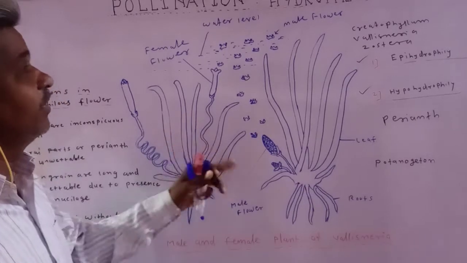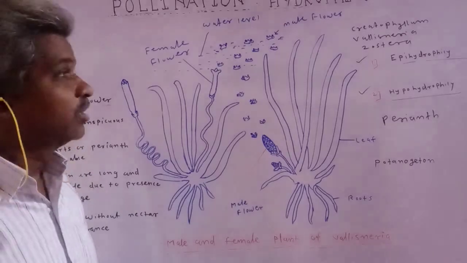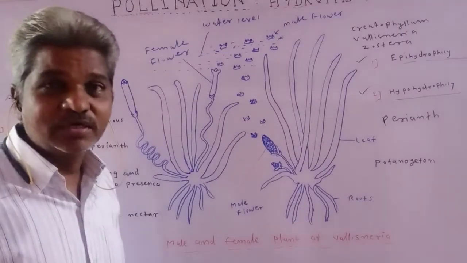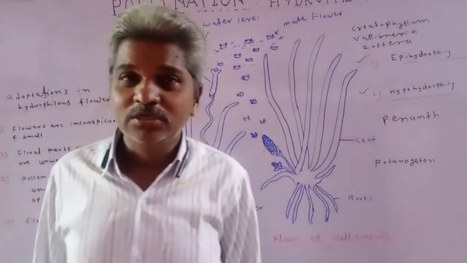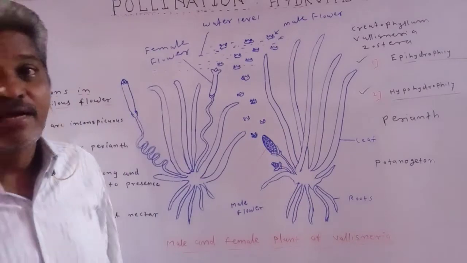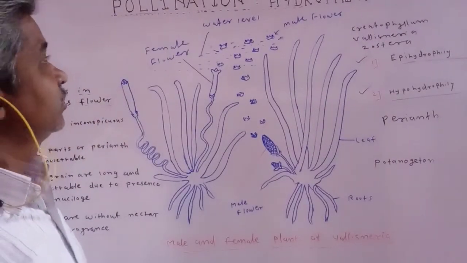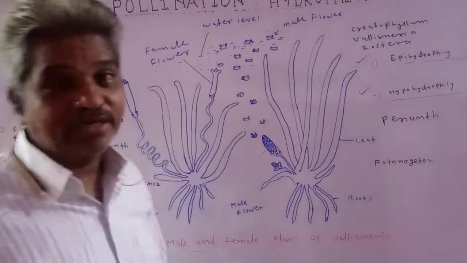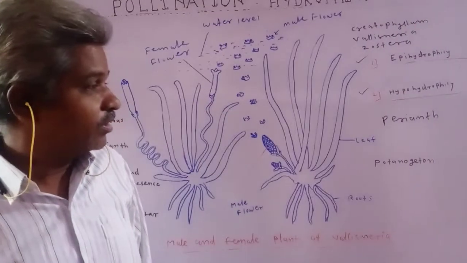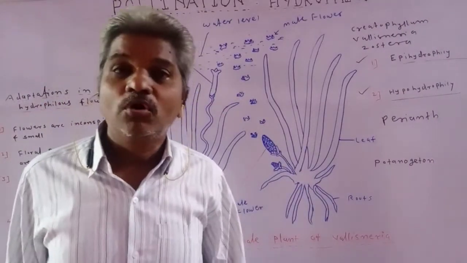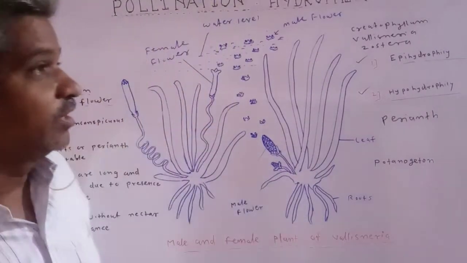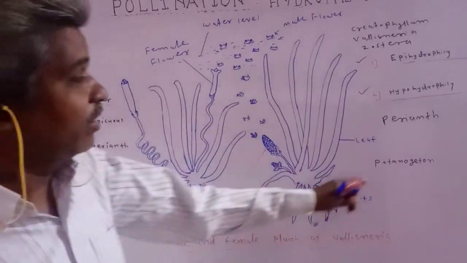while some other aquatic species, like lotus, show the entomophilous type of pollination. That means pollination occurs with the help of insects. This is called entomophilous. In lotus, water lily and water hyacinth, pollination occurs with the help of insects. While in Potamogeton, pollination takes place with the help of wind, and such pollination is called the anemophilous type of pollination.